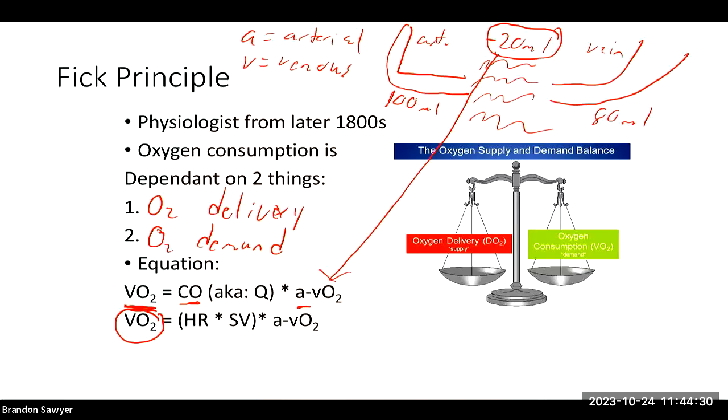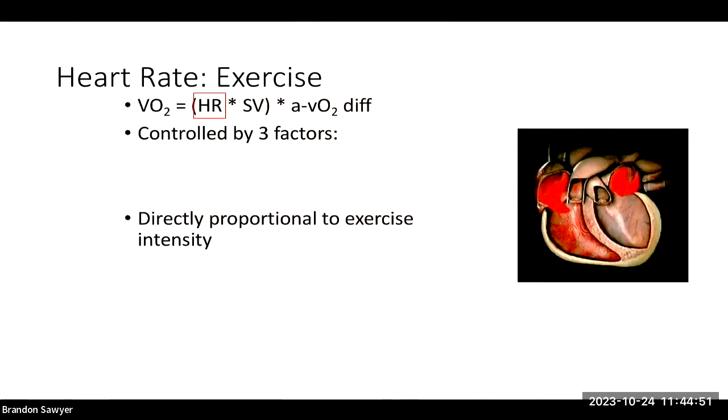Okay, so what we're going to spend some time doing is dissecting these components to see how heart rate changes when we're increasing our oxygen consumption, and how stroke volume changes when we're increasing our oxygen consumption. We won't talk too much about the AVO2 difference, because we're really just talking about the cardiovascular side of things. Okay, so let's start with our heart rate.